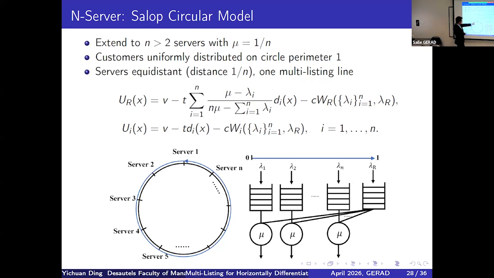So the customers are located... You still have a single parameter x, but you are located on this circle, right? So then your mismatch is measured by the distance between you and any server which serves you. Okay, so that's the utility model.